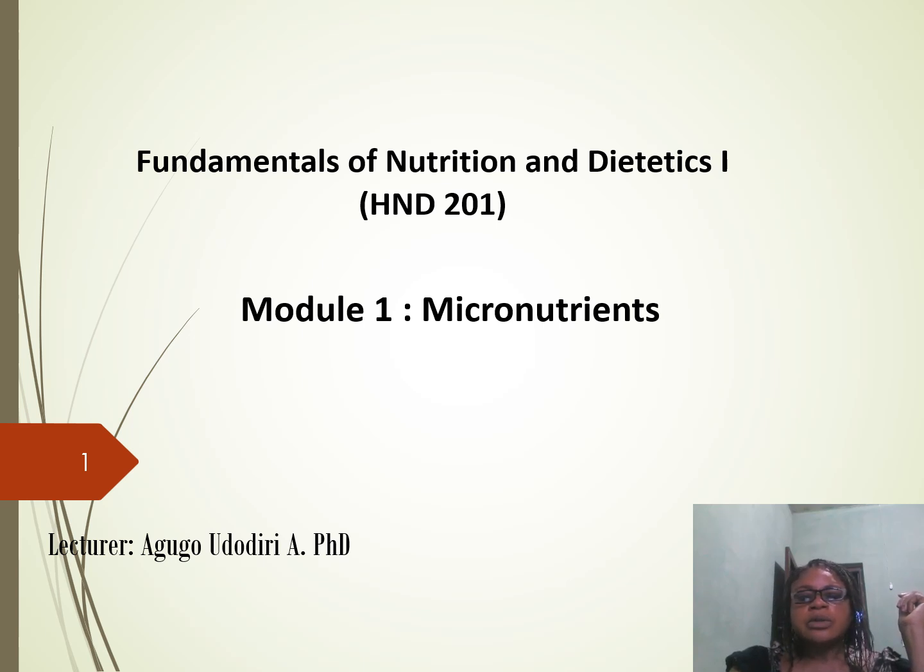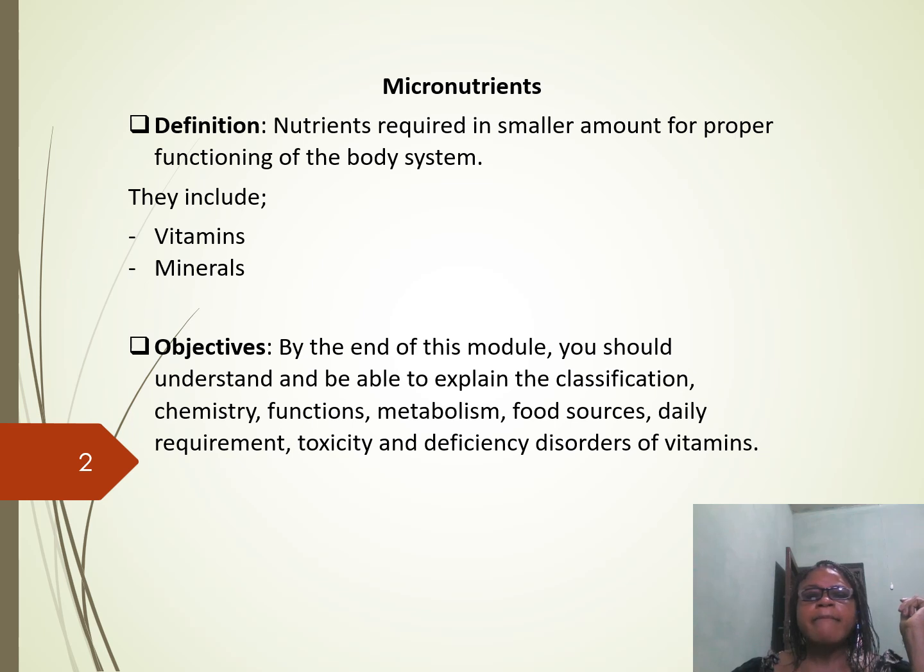Going by our course contents, I guess the next topic in line is micronutrients. So we are going to look at the micronutrients. Micronutrients, even as the name implies, are nutrients that are required in smaller amounts for proper functioning of the body. Even though in smaller amounts, they are highly needed by the body to function optimally. They include the vitamins and minerals. You all are familiar with these words. So you will now have a deeper understanding of these nutrients, which you already know, as we progress in the course.